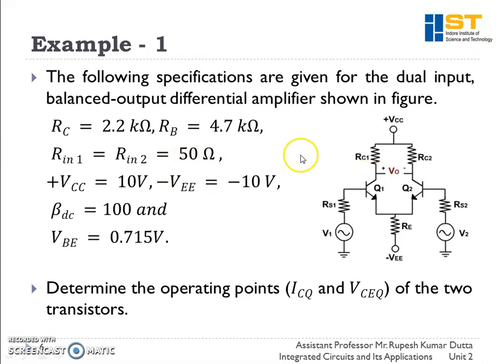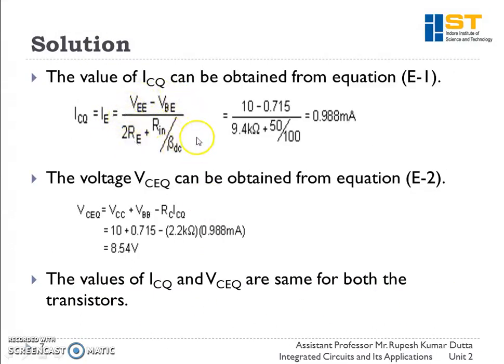Now we have to take an example to understand it more clearly. The following specifications are given for the dual input balanced output differential amplifier as shown in the figure. So these parameters are given, that is RC is given, RB is given, Rin1 or Rin2 both are given, then VCC and VEE are given, and beta DC and VBE are provided. So we have to determine the operating points, that is ICQ and VCEQ of the two transistors. So we just put the values provided in the question, and we can get ICQ and VCEQ from these equations.